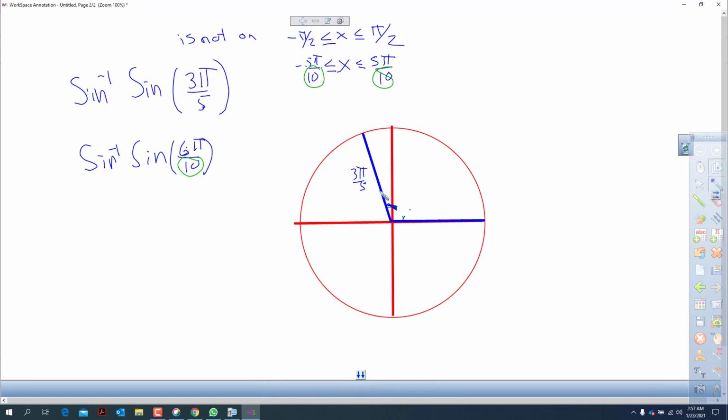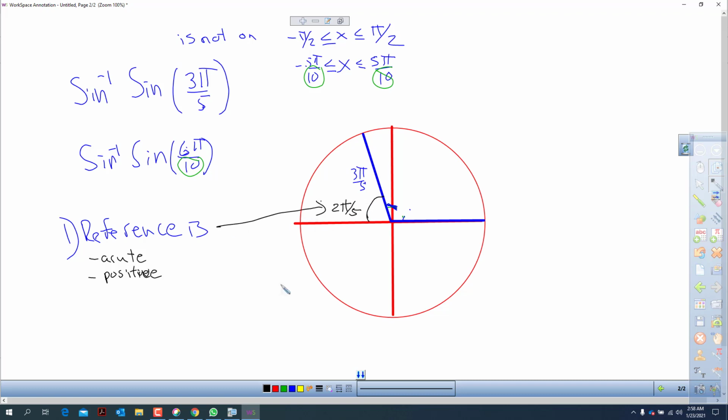So what we have to do is get the reference angle. Again, the reference angle is that little tiny angle between the terminal side and the x-axis. It's acute and positive. Okay. So that'll be 2 pi over 5. This is the reference angle.